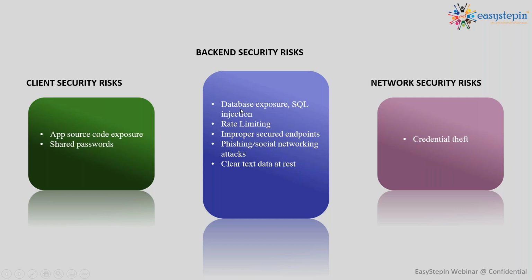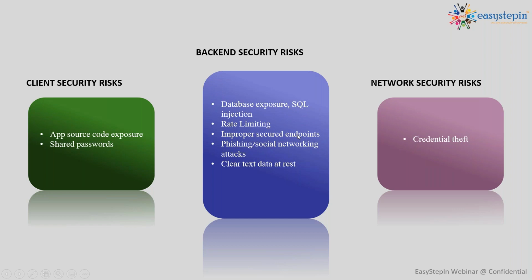Then backend security risks. SQL injection. So this is one of the common way that hackers can penetrate into databases and get sensitive data. And rate limiting. A lot of API providers forget to put rate limit on their API. So the rate limit is the number of times an API consumer can come and hit your endpoint over a given period of time. So it is important to have rate limit.